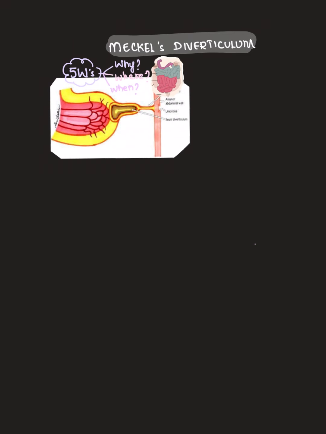So coming to the fourth W, that is, what is this? It's nothing but a diverticulum. So diverticulum is basically a bulging pouch of the GI tract.